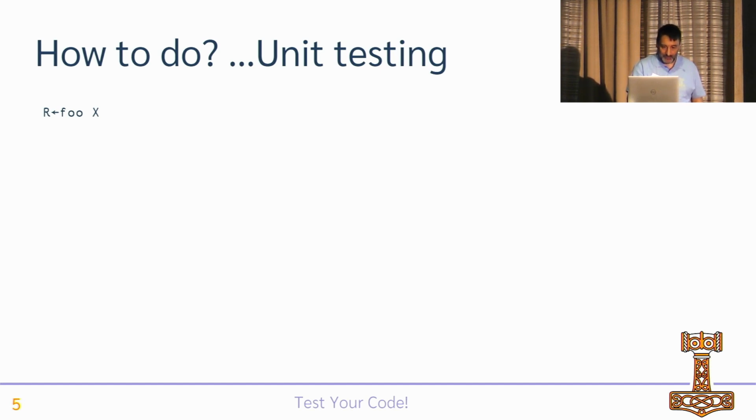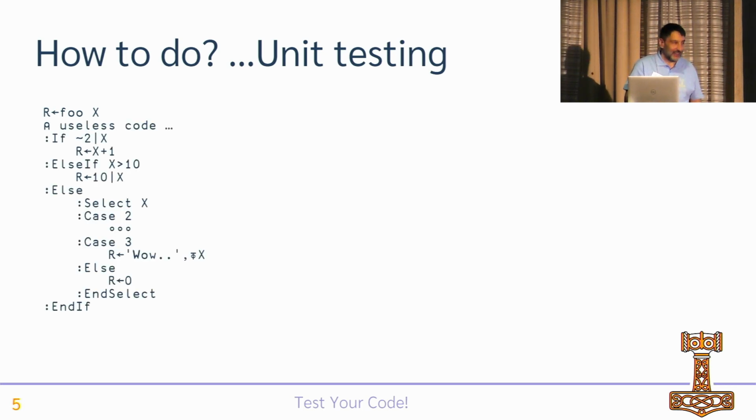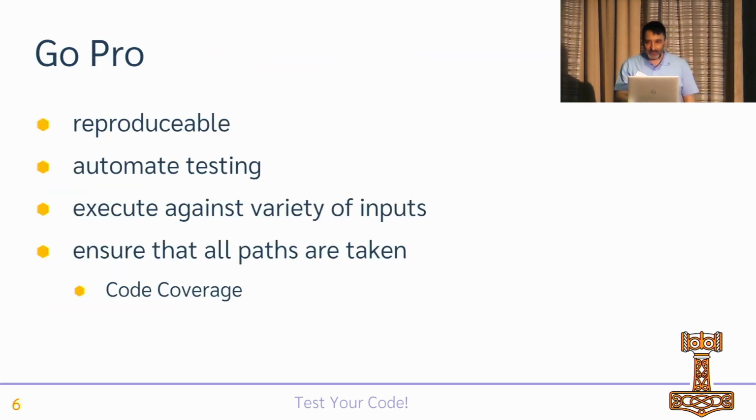Unit testing means you have a function and you want to test it. I've built a stupid example. Don't try too intensely to understand the APL code. But we should see there are some hidden surprises in this function. So it's probably worth testing it.